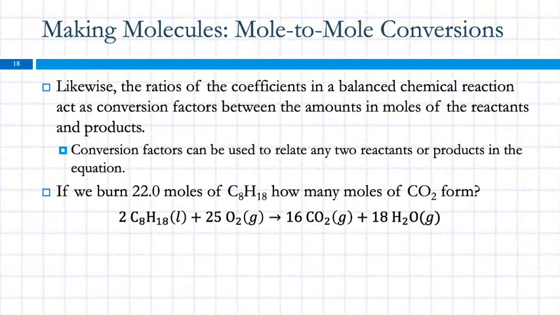Stoichiometry is probably the biggest reason that you need to know dimensional analysis. Because if you understand dimensional analysis, that's all that stoichiometry is. You follow the pattern with the units and it all falls into place. So the coefficients in a balanced chemical reaction act as conversion factors in units of moles. And we can use those factors to relate any 2 reactants or products.